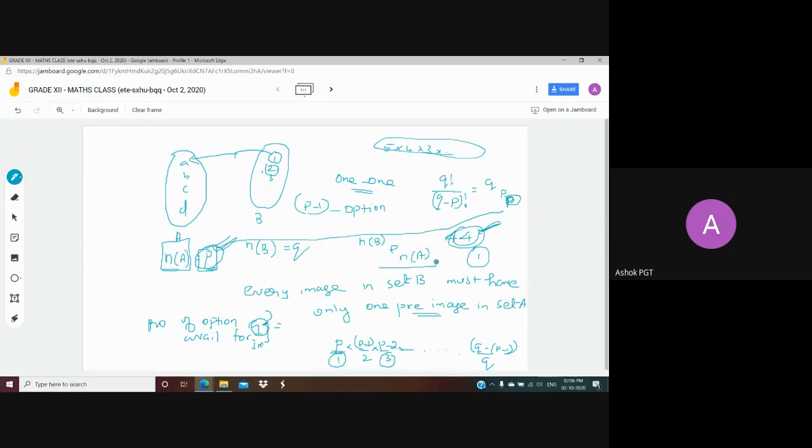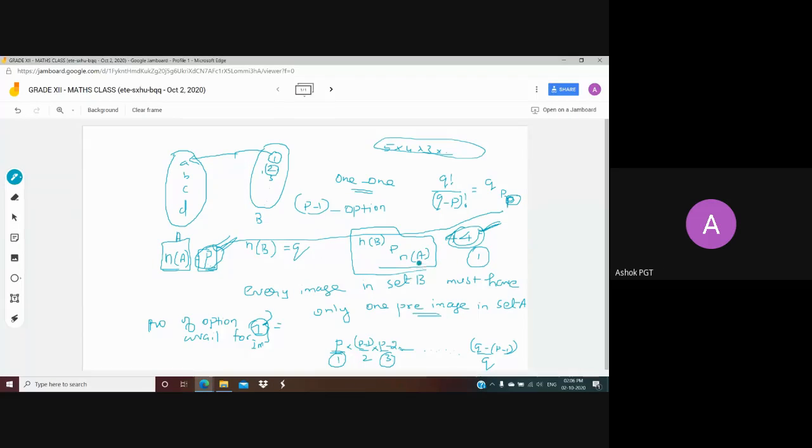Do you understand this, students? Yes, sir. The number of one-one functions that can be created out of the given 2 sets is n(B)P n(A). Students, are you clear? Yes, clear, sir. About one-one function? Yes, sir. Now, thank you, students.